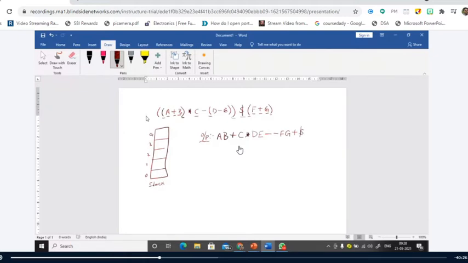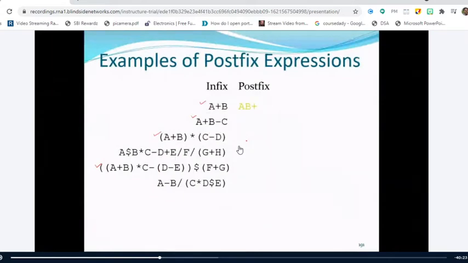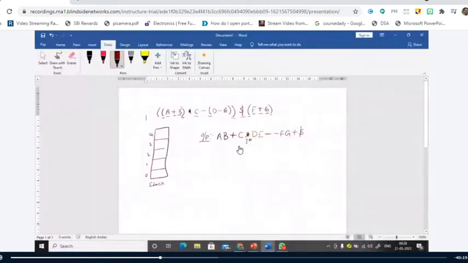So is it the correct answer for this one? AB plus C star. Let us check. AB plus C star DE minus minus FC plus star. Right. So this is how you have to perform the conversion of infix to postfix using stack. Is it clear up to this point? Yes, sir.